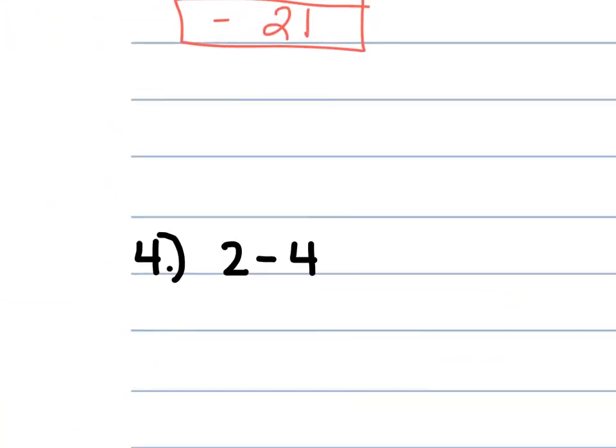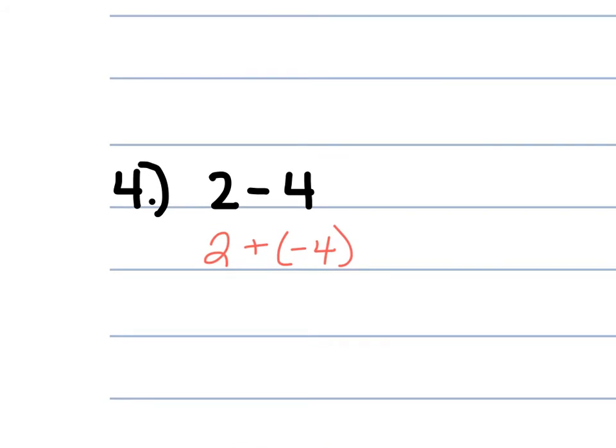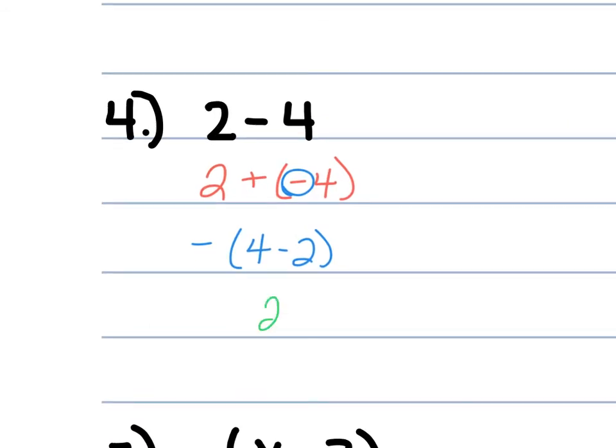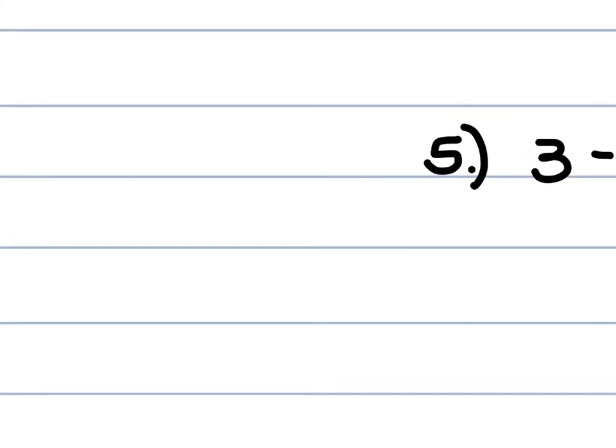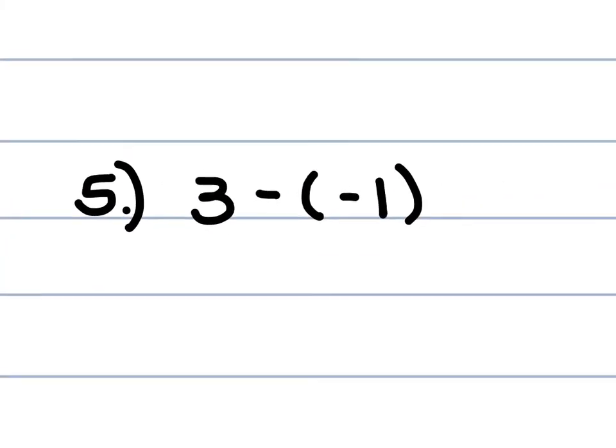For 4, we have 2 minus 4, same thing as 2 plus negative 4. That 4 is greater than the 2, so we're going to keep the sign in front of the 4 and subtract the two numbers. So 4 minus 2 is 2. Keep it negative, that's negative 2. For 5, we have 3 minus negative 1. Those negatives turn into positives to become 3 plus 1, which is 4.